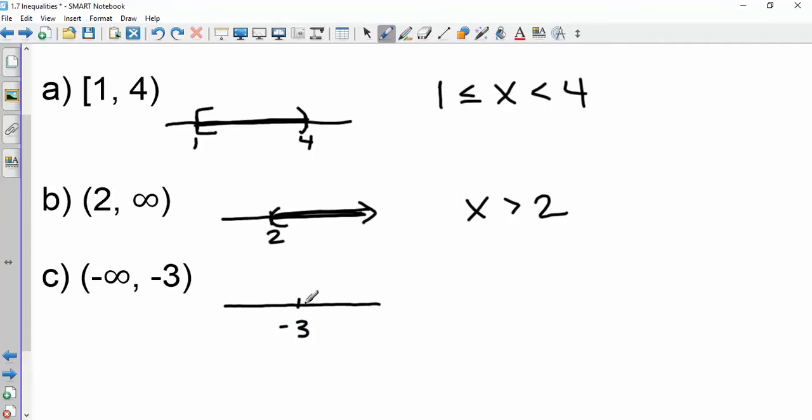Negative infinity to negative 3. Negative 3 has a parenthesis. So that means everything's smaller than negative 3. So that's x is less than negative 3. Any questions for me about interval notation?